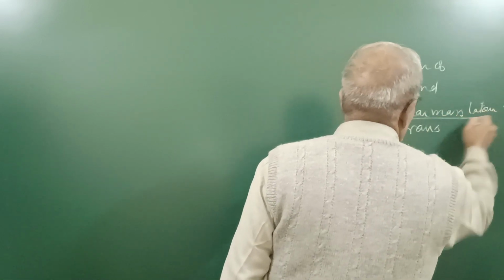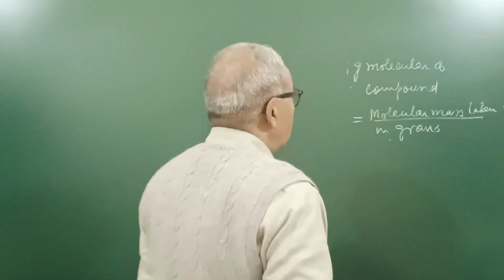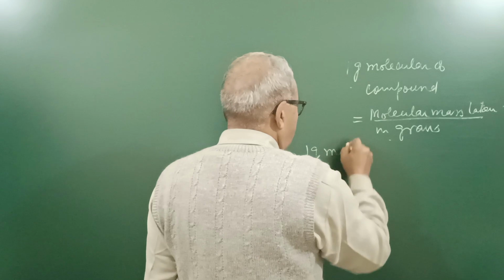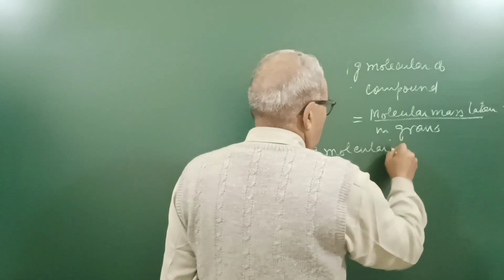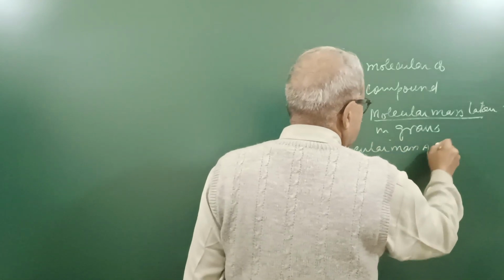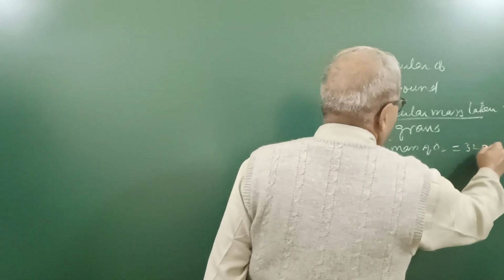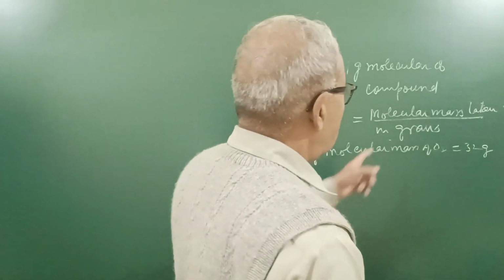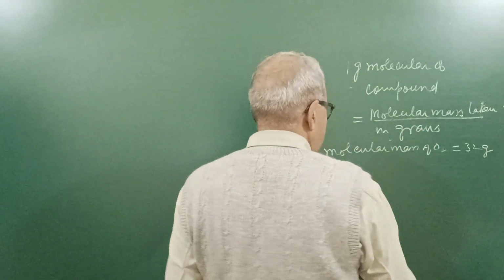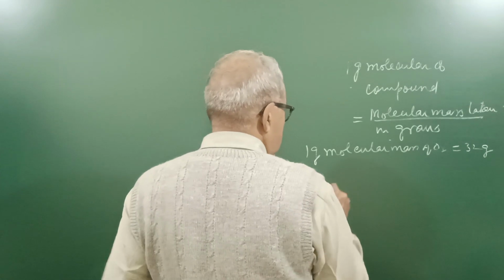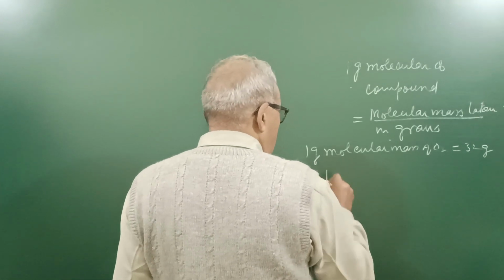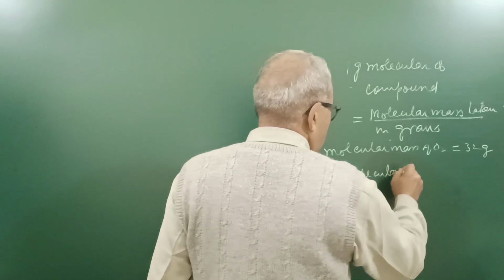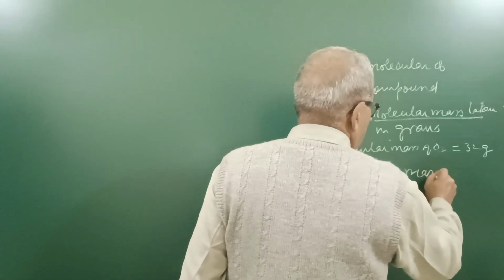यही बात समझ में आती, what is mean. For example, oxygen: 1 gram molecular mass of oxygen is equal to 32 gram, and 1 gram molecular mass is 1 mole.